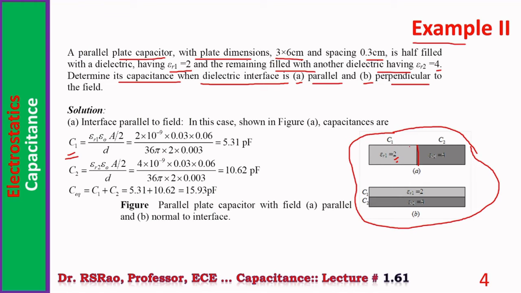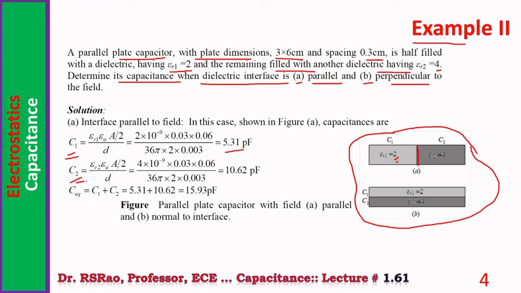Now, C1 is the capacitance of the left half of the capacitor. Its cross-sectional area becomes A by 2. Of course, the distance between the plates remains 0.3 cm. Epsilon is epsilon R1 epsilon naught. Substitution and a little bit of manipulation results in C1 being equal to 5.31 picofarad.